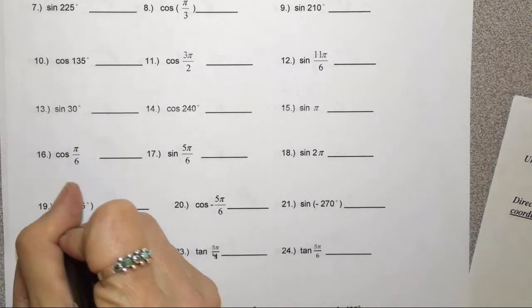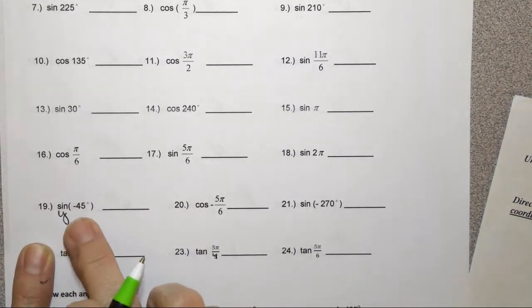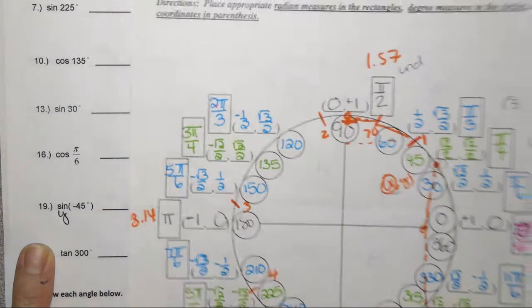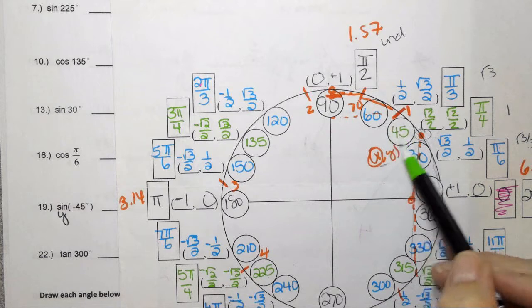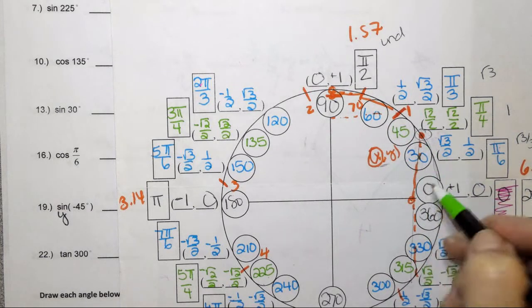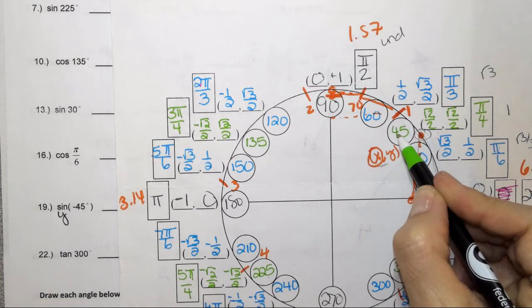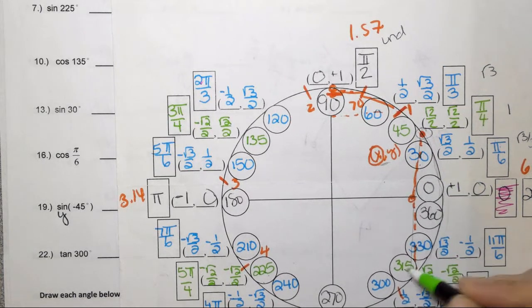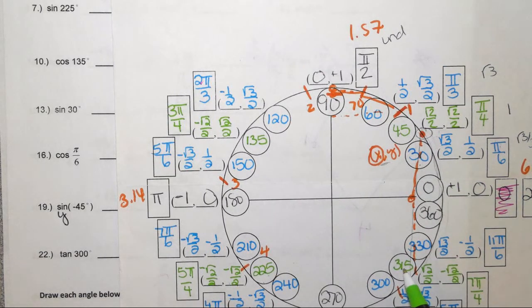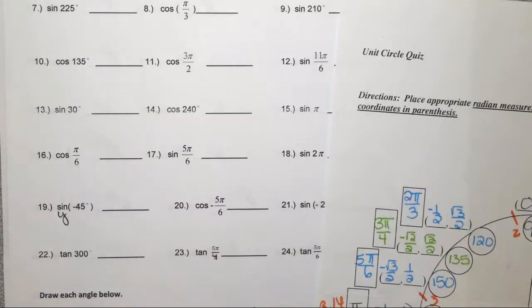So sine still means y, and they want me to do negative 45 degrees. So the first thing you want to do is find where positive 45 is. So positive 45 is right here. And that was 1, 2 above the 0. So now I'm going to go 2 below the 0. I'm going to go the opposite direction. 1, 2. And then I'm going to find my sine value right there. Sine value is negative root 2 over 2.